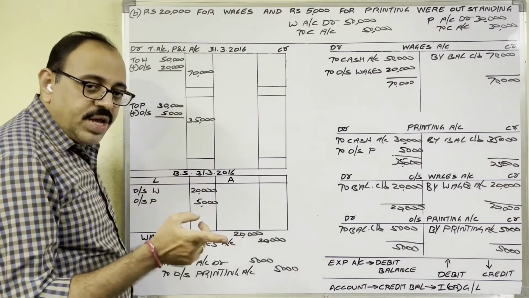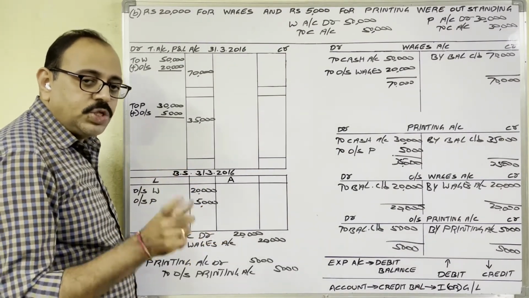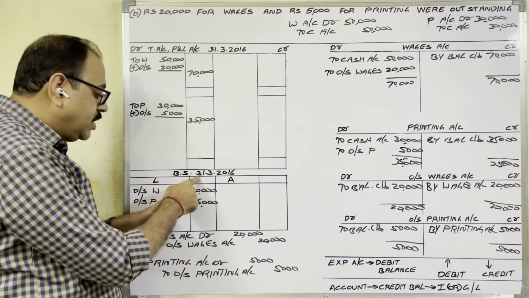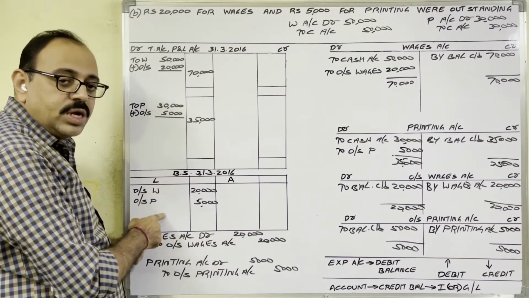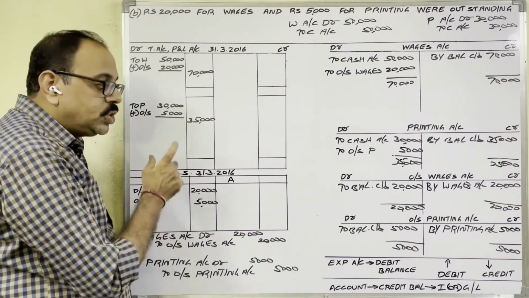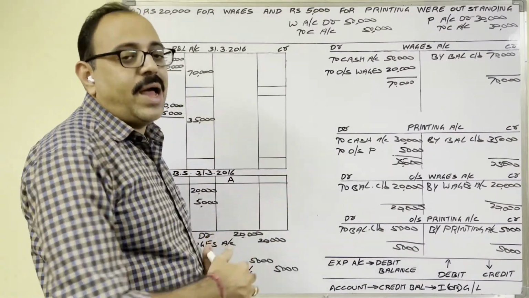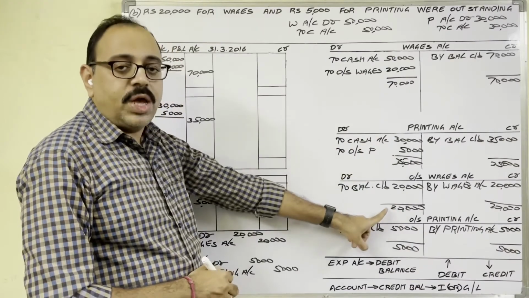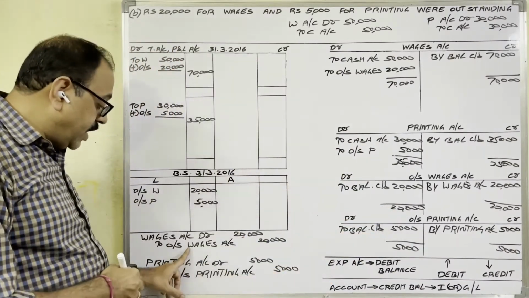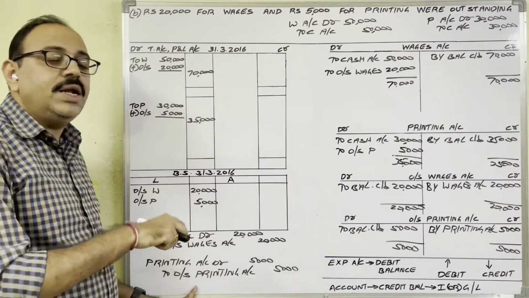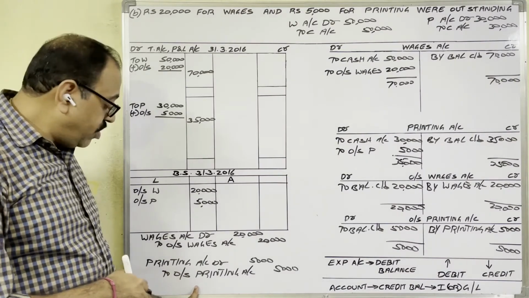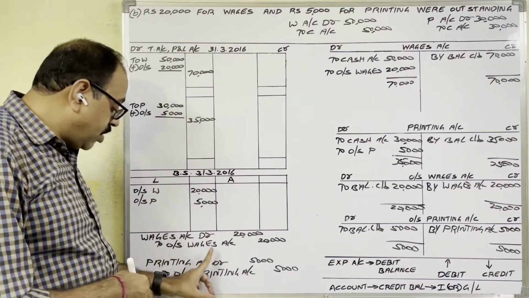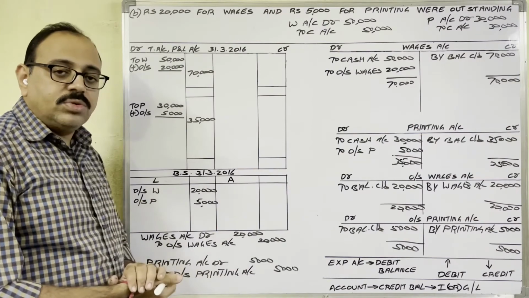So outstanding wage, outstanding printing, these two are liabilities. In balance sheet under liability side we want to show that. Therefore, these two accounts should show a credit balance. If you want to have a credit balance in these two accounts, while writing the adjustment entries, we have to credit these two accounts. That is why we are crediting outstanding wages account and outstanding printing account.